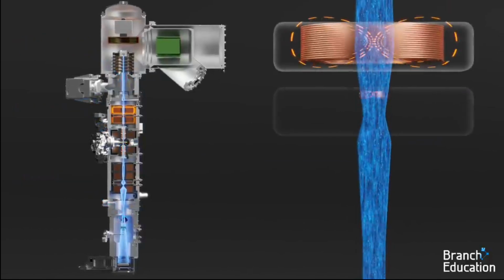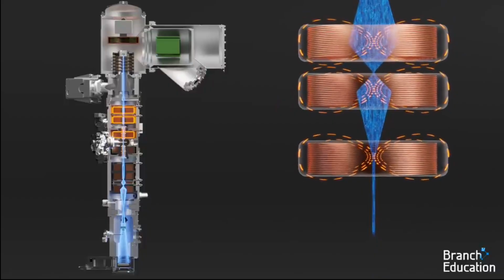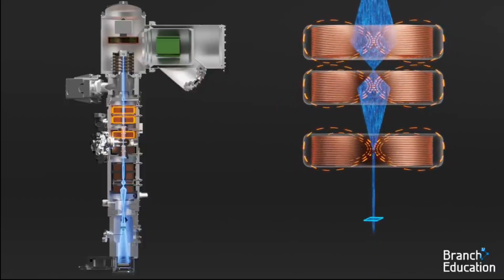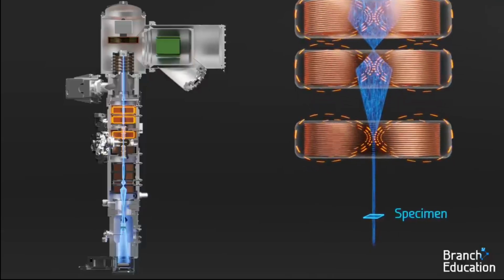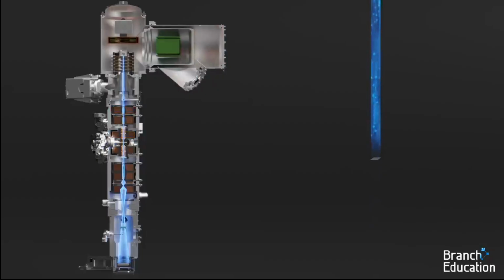Next, a series of magnetic lenses focuses the electrons down to a small area and shoots or transmits these electrons through the specimen that we're looking at. Depending on the different densities and materials inside the specimen, the electrons are scattered as they pass through it, thereby imprinting an image of what's inside the specimen onto the beam of electrons.